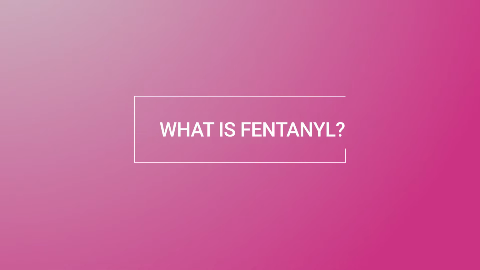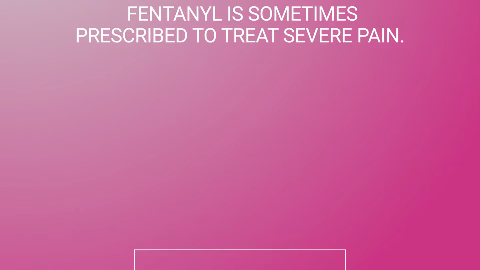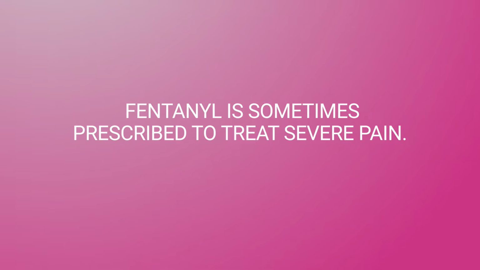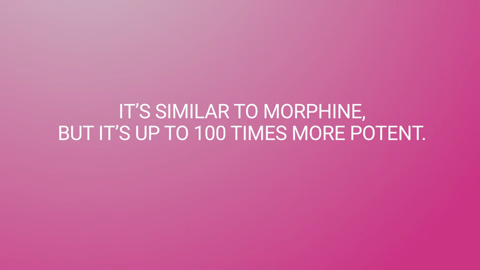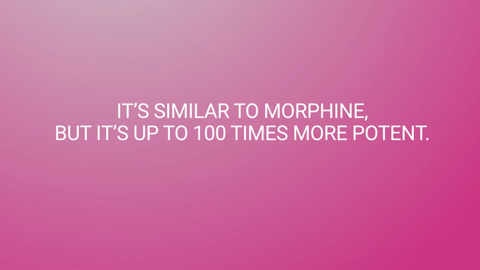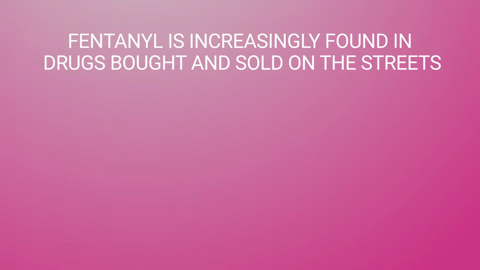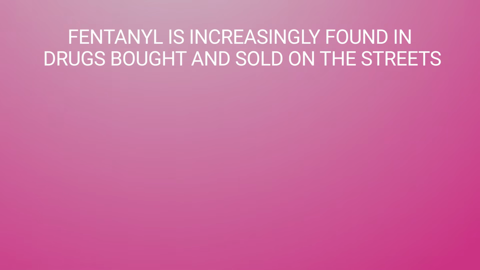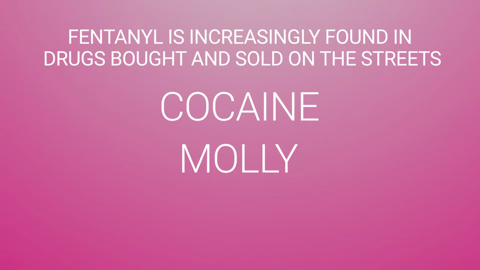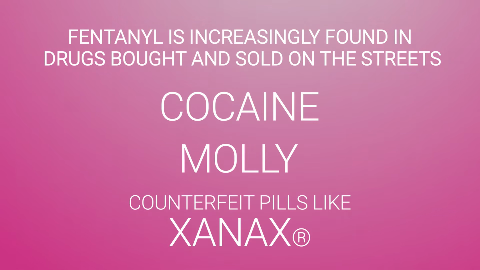Okay, so let's talk about fentanyl and why it's so dangerous. Fentanyl is sometimes prescribed to treat severe pain. It's similar to morphine, but it's up to 100 times more potent. Because fentanyl is easy to make and mix with other drugs, it is increasingly found in drugs bought and sold in the streets like cocaine, Molly, Xanax, and other party drugs. Unfortunately, people often can't tell that their drugs contain fentanyl.